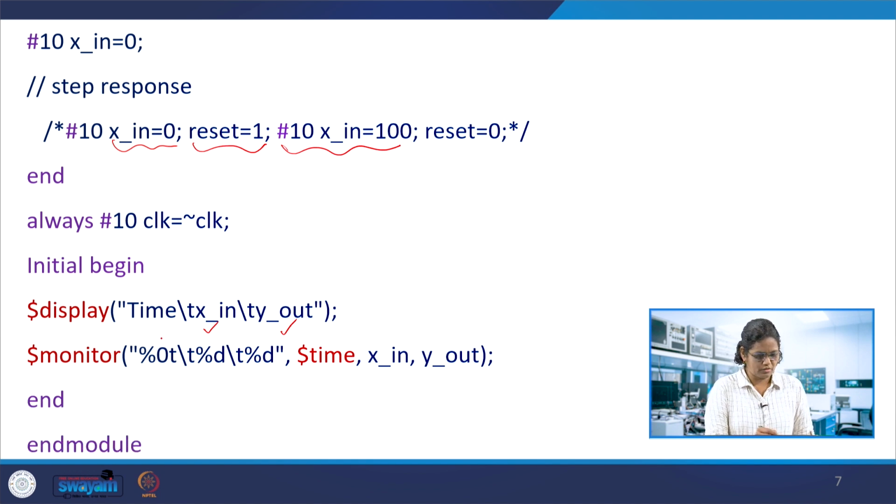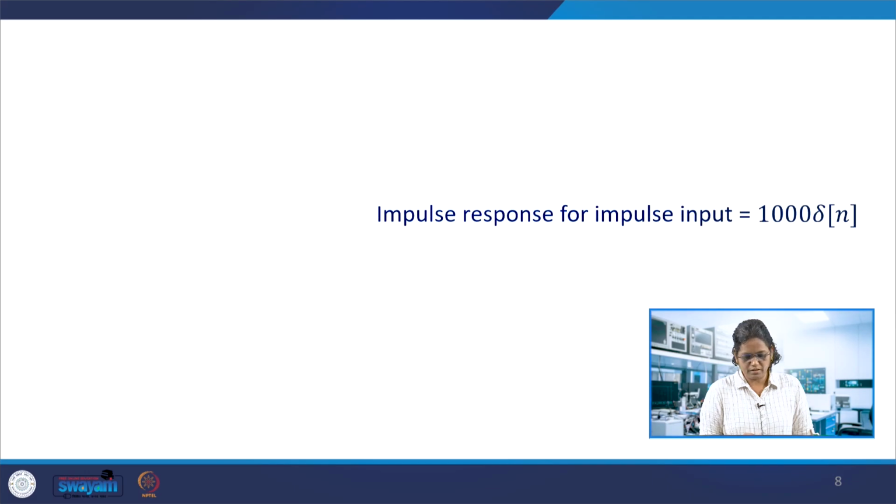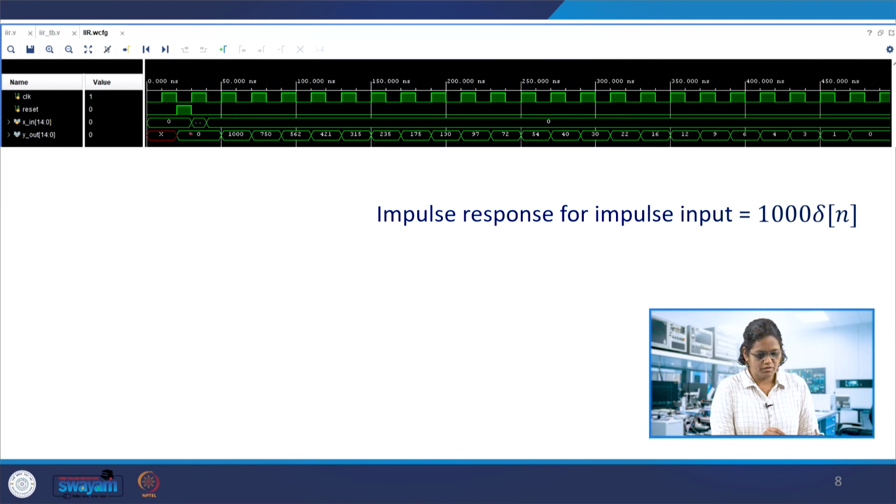So this code is commented for the step response, and this is related to the step response. To get the impulse response, this is commented. Now the impulse response of this is 1000 delta n. Give the input here, 1000 delta n at some clock edge, and reset is 1 before that, and then reset is made 0. So when reset is 1, it continues with the zeros. You can see that when reset is 1, the output is 0 in this region.